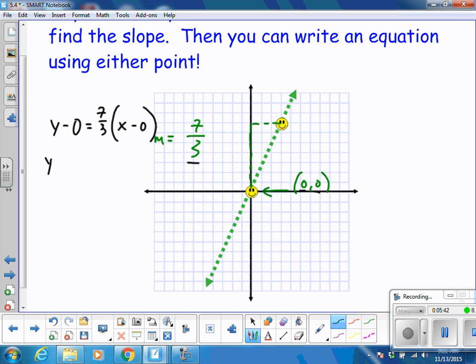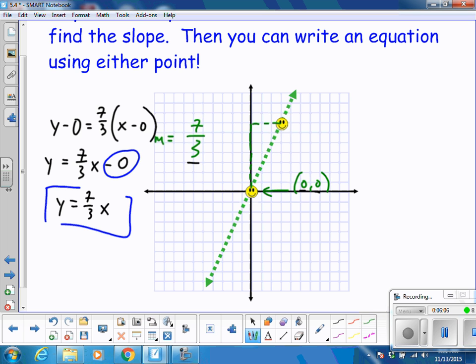Y minus 0, I'm actually not going to add 0 to both sides, but it's 7/3 x minus 0. Y equals 7/3 x. And notice that there's no constant here, and so that's why it goes to the origin. This points directly to the origin. I believe we have a direct variation going on here. So my equation is here, and here it is in slope-intercept form.